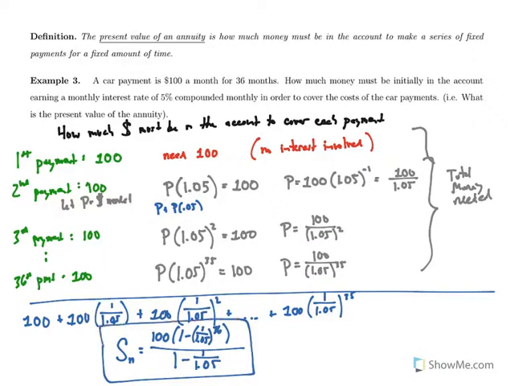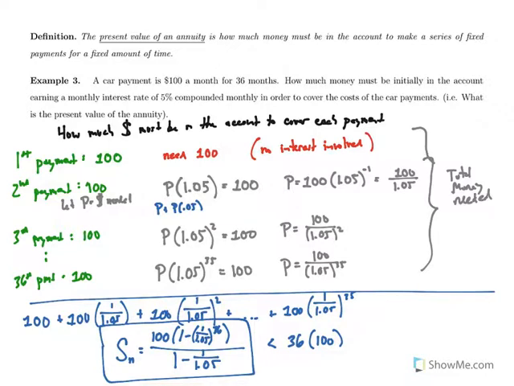We can use the calculator to find that out, and we should know that this is going to be less than 36 times 100. Right? That's how much money we would need total if we didn't have this account gaining interest for us. But because we can have the account gain interest, we're going to have to spend less than that to cover the cost of the car.